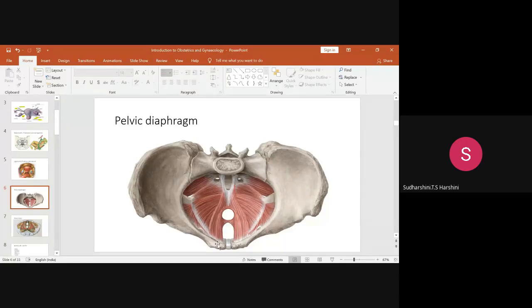So pubococcygeus muscle fibers originate from the posterior aspect of the pubic symphysis and get inserted into the coccyx. The medial most fibers of the pubococcygeus form the pubovaginalis. Here you can see the medial most fibers encircling the vagina. That forms a sphincter around the vagina, and the muscle is called pubovaginalis. And the medial most fibers surrounding the rectum are called puborectalis.